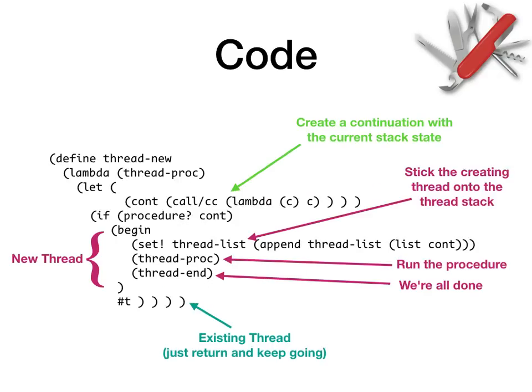So then creating a thread is just like the beginning of the thread yield. We create a continuation for our current state and throw it on the stack, and then start running our procedure code. So that's a full multi-thread. I wouldn't say a full multi-threading library, but it's a half decent multi-threading library done in about 20 lines of code. So that is the power of continuations.